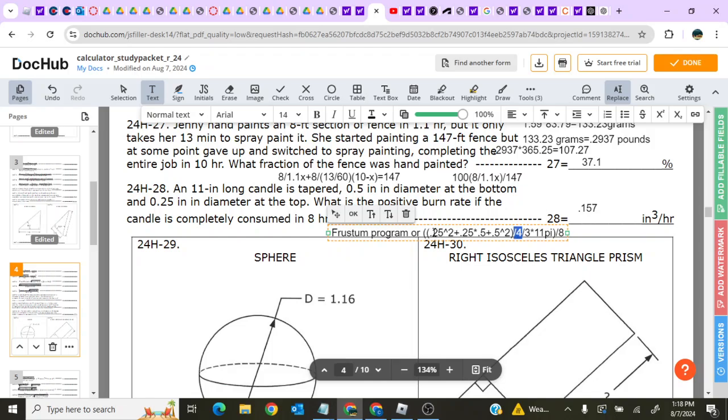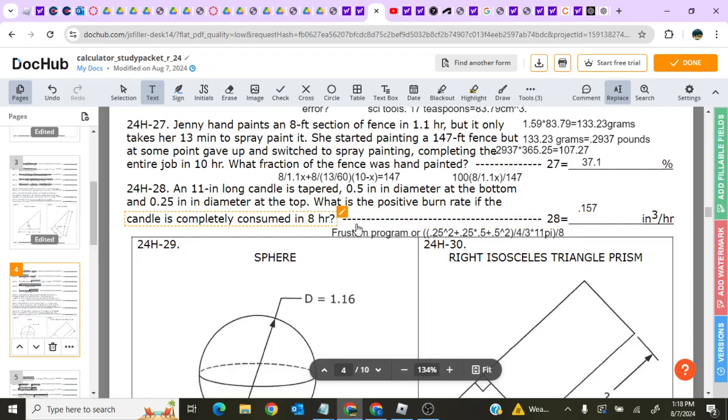X divided by 2 is all squared, x squared, then over to the second part of the equation. Multiply by 5, multiply by 5. And then you have to divide by 8 hours to find the rate of 0.157 inches cubed per hour.